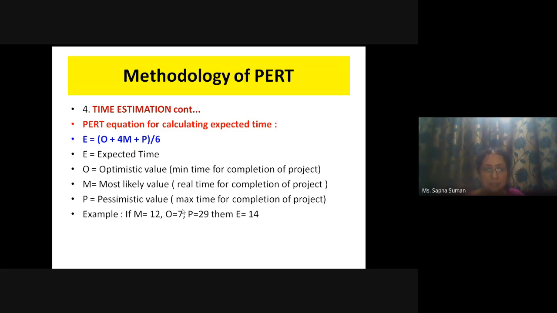So the values of M, O, and P are known to you. You can put these values into the formula or equation, and then we can find the value of E. So E comes to be 14. That means in 14 days or 14 months, we will be able to complete our project if everything goes according to our planning. Okay, so this is one formula or equation that is used by the PERT technique to calculate the expected time.